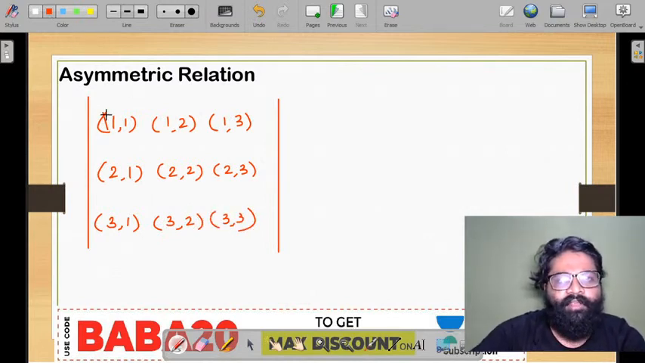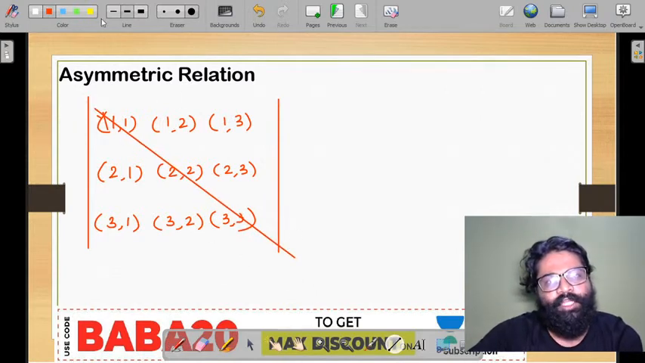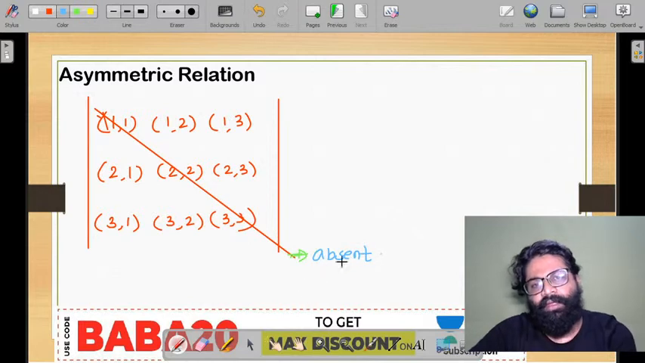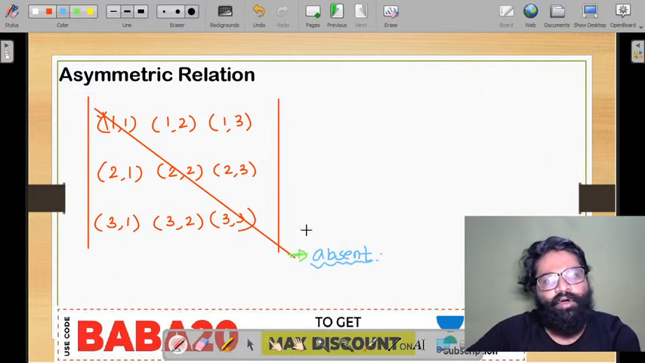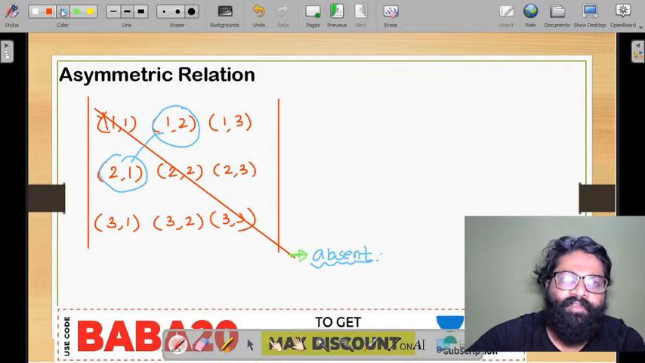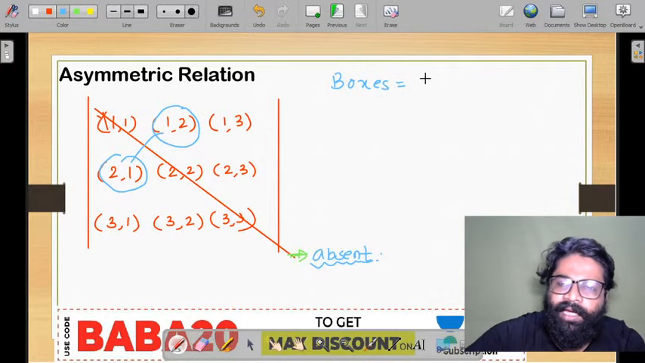See, do you know what asymmetric will do? For the diagonal, it will give only one choice. What choice? To be absent: don't come there, don't try to be present over here. So the diagonal will be absent. Now if we talk about the boxes, how many boxes will you have? The boxes you will get is n square minus n divided by 2.